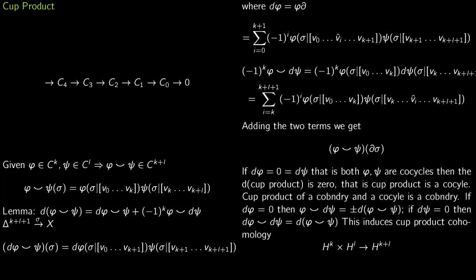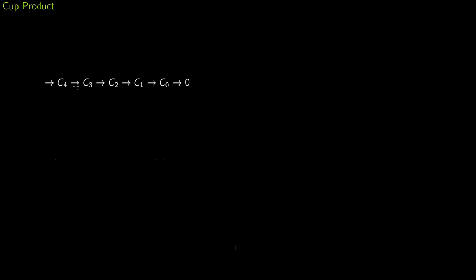We now talk about cup product. Everything here you can find in Hatcher. So you first start with the chain complex. This is the chain complex in homology, and you have these boundary maps right here. From here you construct cochain complexes. What you simply do is you put rings like this.